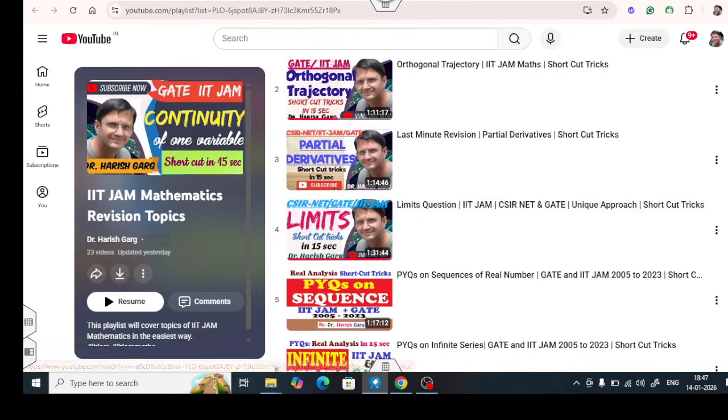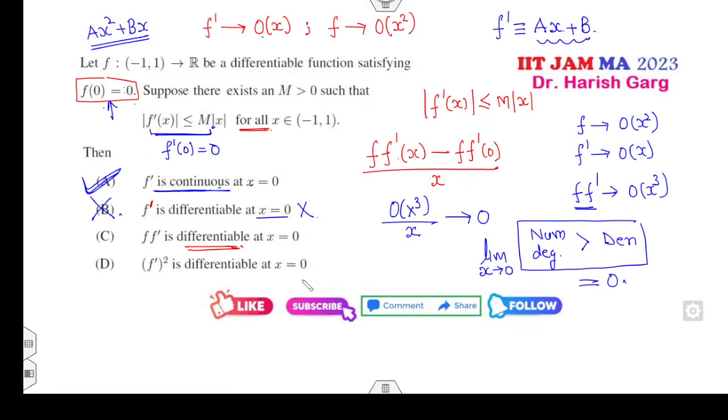Fine. I use the same shortcut tricks. Look at the D option. F dash square. What is the order of the F dash square? F dash is my order x, so F dash square is of order x square minus 0. Again you can see the degree of the numerator is greater than the degree of the denominator. So the limit will go to 0. That means your right answer is C and D is also a right answer.